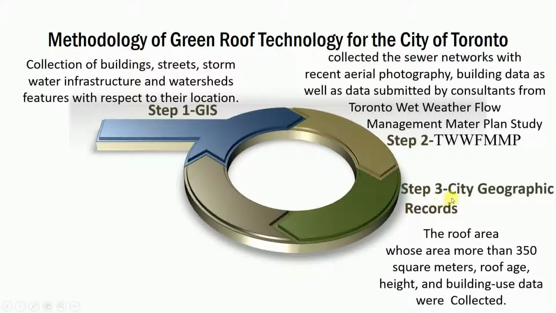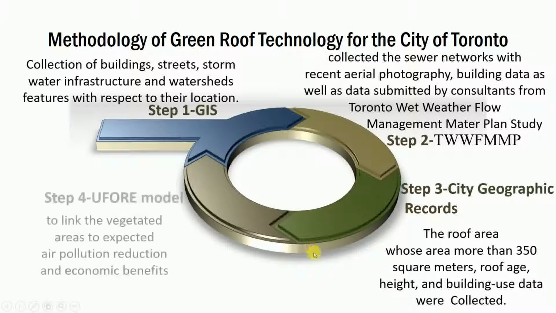And the third one is city geographic records. From these geographic records, they collect the roof area, where the area is more than 350 square meters, roof age, height, and building use data. And the fourth one is they use the UFORE model to link the vegetated areas to expected air pollution reduction and economic benefits. I mean, how can vegetated area reduce the air pollution, and how can it give economic benefits? And they use this UFORE model.